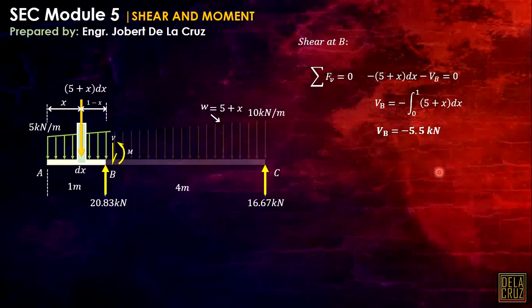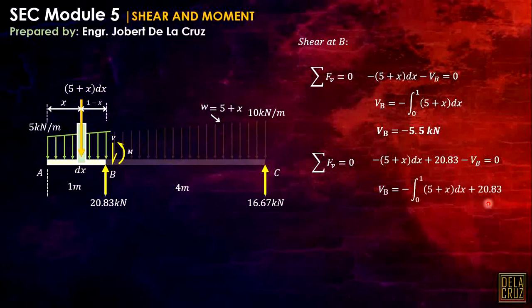Now, another point here is immediately to the right. That means, i-consider na natin yung load natin na 20.83. So, from this, the same lang, but nag-add lang tayo ng 20.83 upward, then transpose, integrate lang ito, then i-add natin 20.83. So, ito yung positive shear natin at B. If you remember kanina, i-replay nyo yung video. The same yung value natin sa positive shear at B.